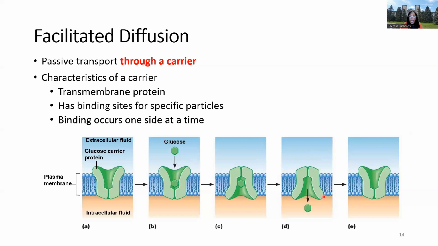While it's moving according to the concentration gradient, glucose needs help to get through the membrane. It's too bulky, right? It's not nonpolar or lipid soluble. And so it is going to move down its concentration gradient, but it's going to need these carriers to help it do that. Hence the word facilitated diffusion.